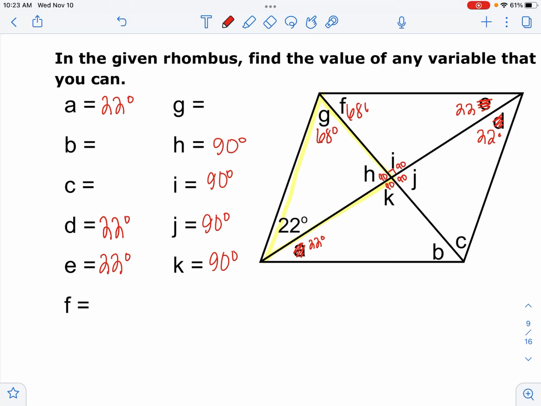Diagonals bisect the angles. So that's 68. Alternate interior angles are congruent. So both of these are 68. So this is 68 degrees, 68 degrees, 68 degrees, and 68 degrees.